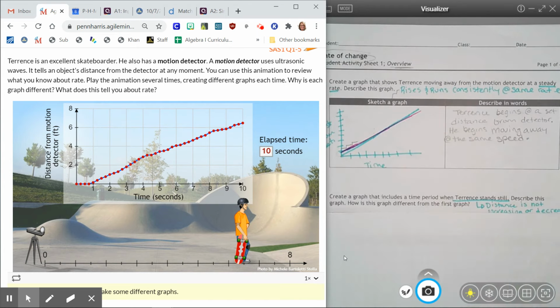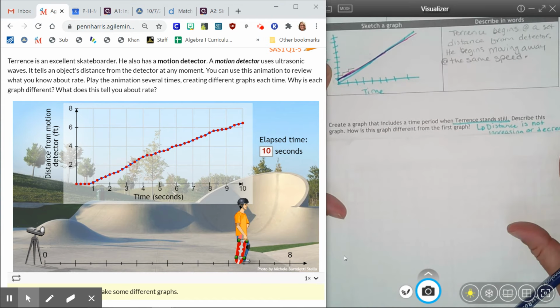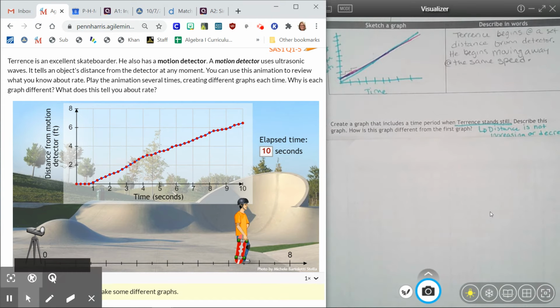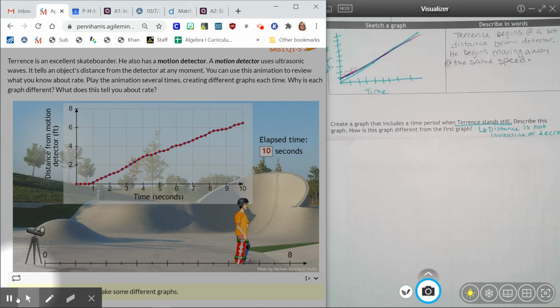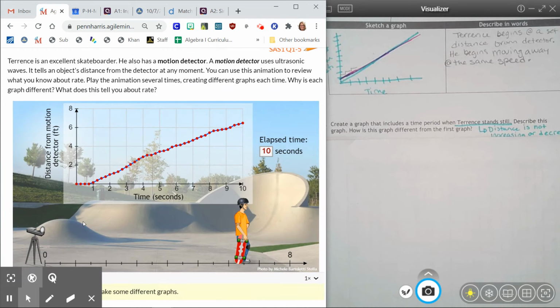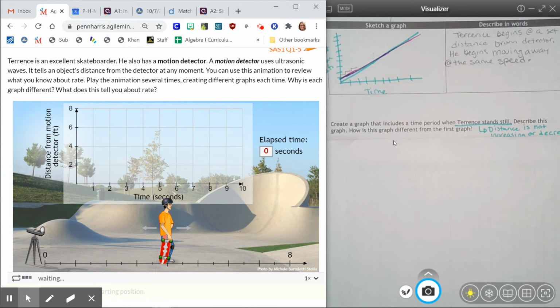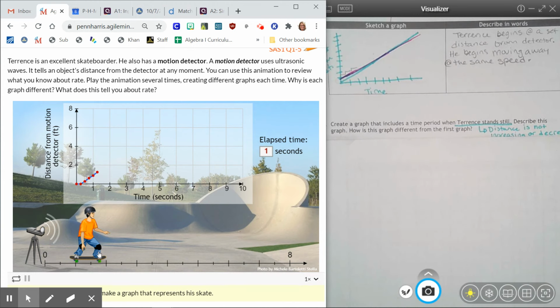Okay. So now we're going to reset my graph here. And they want us to create a graph. I'm going to reset our graph, and this time they want the graph to include a time period where Terrence stands still. So let's go ahead. I'm going to take him back to the motion detector. So I'm going to bring him slowly out to about here, and I'm going to hold him still.